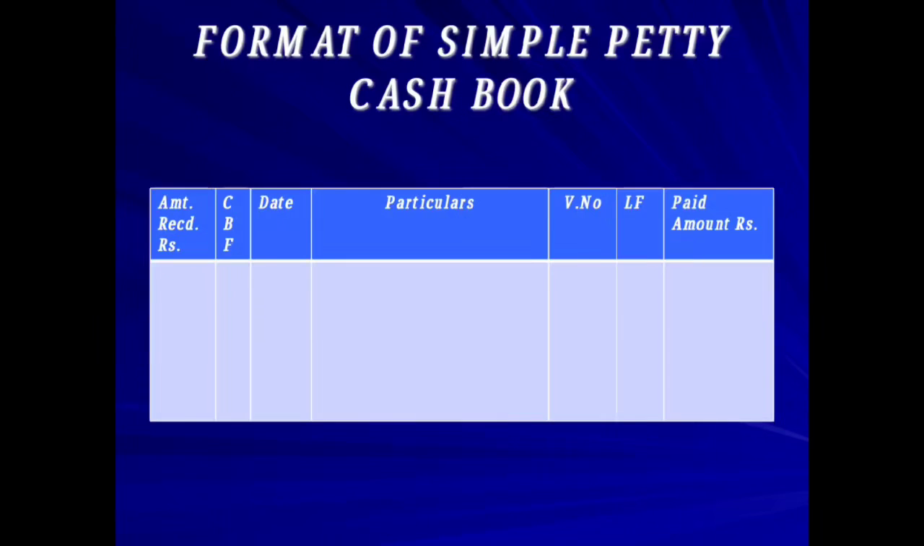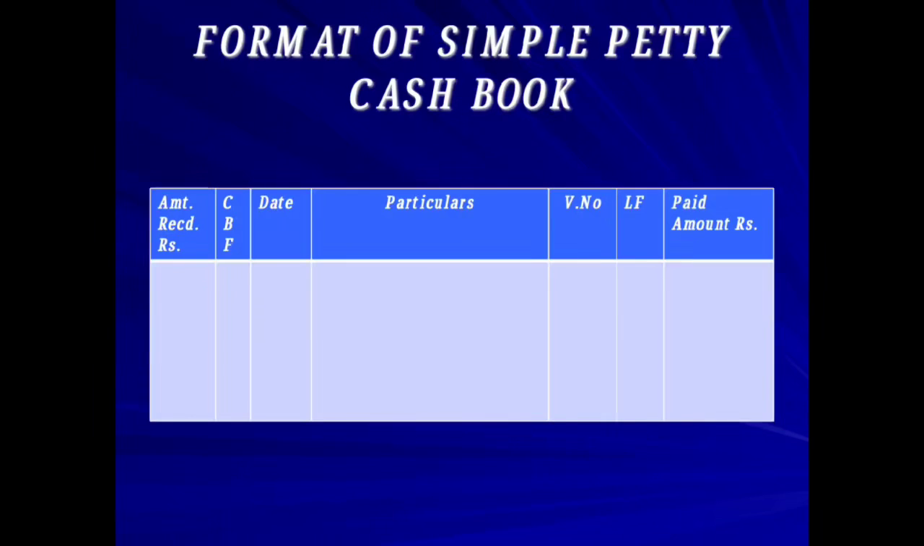This is the format of the simple petty cash book. Amount received will be recorded on the left hand side, then CBF, cash book folio, then date, particulars, voucher number, then ledger folio, and lastly amount paid. Amount received will be recorded on the left hand side and paid will be recorded on the right hand side here.